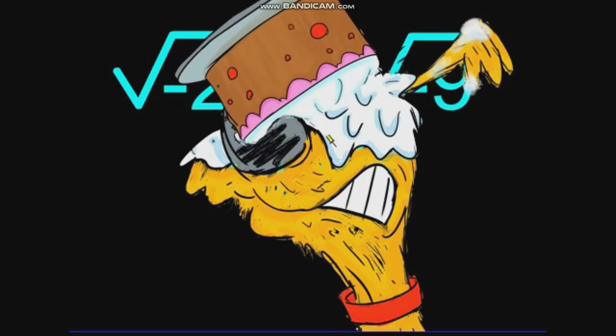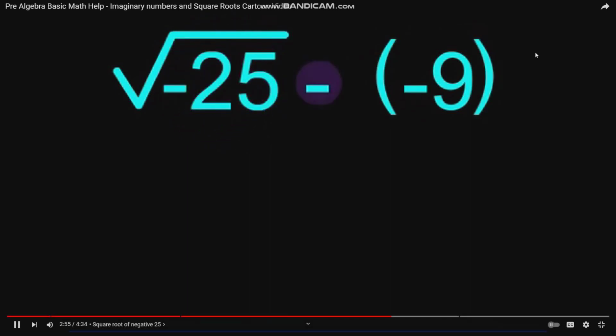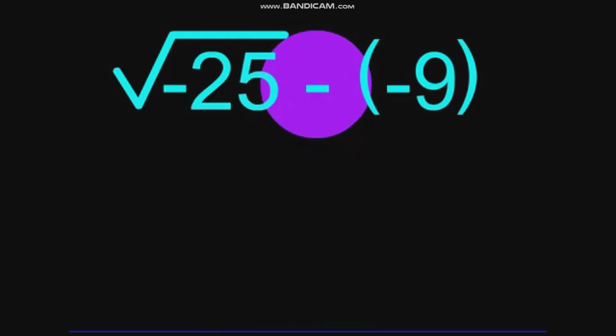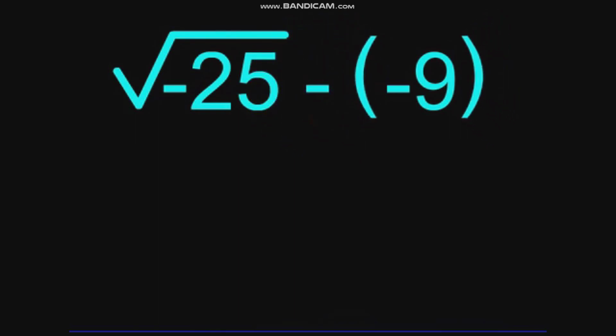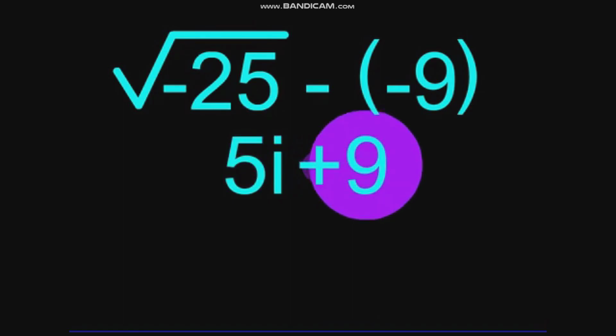Piece of cake. Let's change things around. Suppose we wanted to solve the square root of -25 minus (-9). We see a -9 in parentheses and a negative sign outside the parentheses. With parentheses, whenever there is a negative sign outside and a negative sign inside, we can combine them to make a positive. On the other side, we have the square root of -25. From our previous example, we learned that this equaled 5i, so our answer is 5i plus 9.